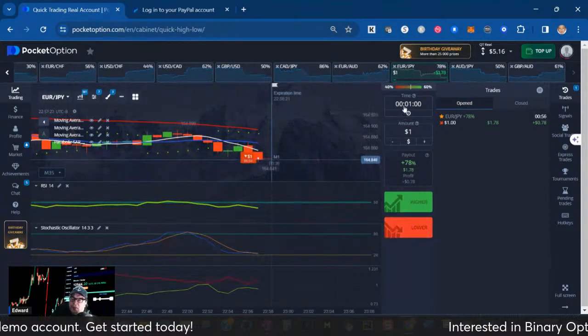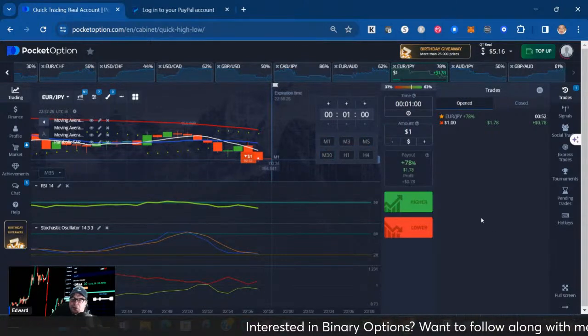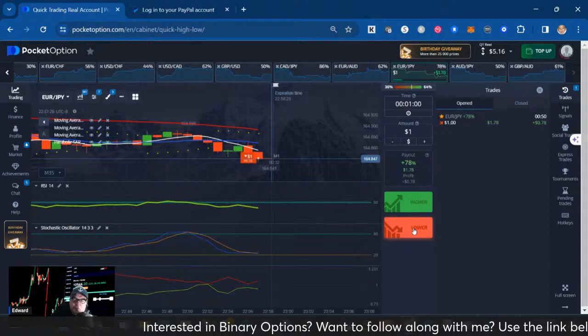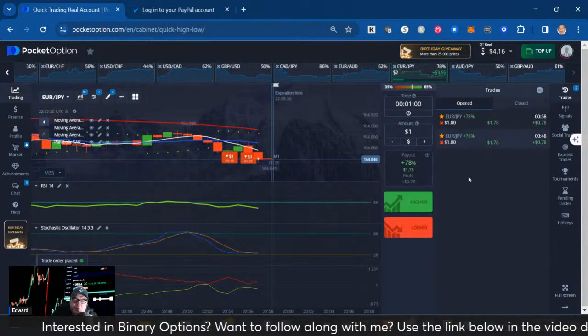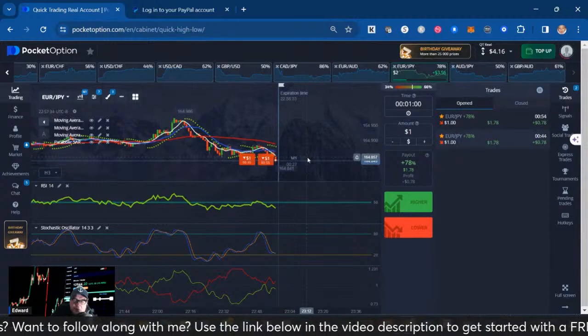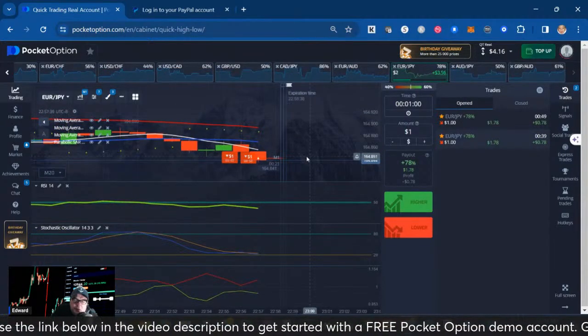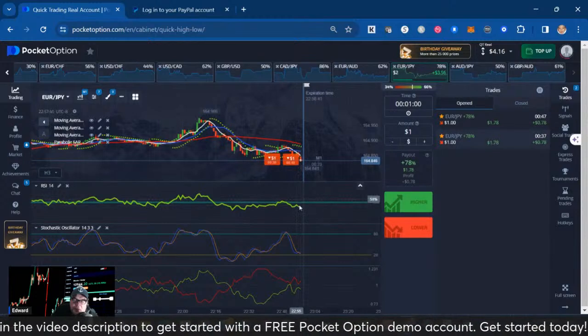Ooh, look at that. Oh my God, look at how fast that thing's moving. There's no 5-second here, but if there was, I would definitely go for a 5-second. I'm going to put a second one in here because I think this thing's going to keep shooting downwards. You can see the downward pressure. Look at that RSI.